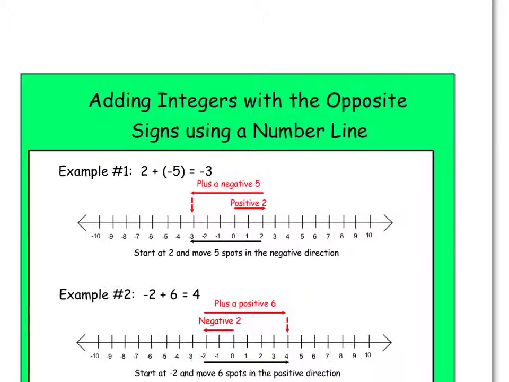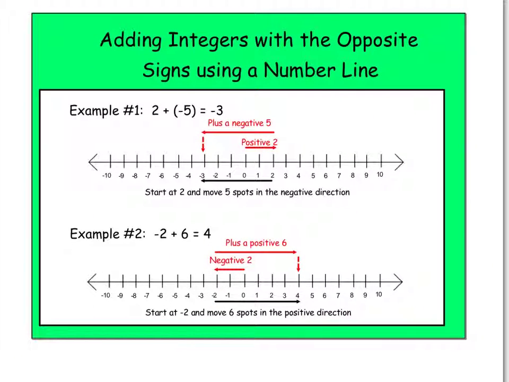So if we were to take a look at the number line, we would notice we have positive 2 plus a negative 5. So starting at 0, if we went positive 2, we'd end up right here. But then we have to go plus a negative 5, so we're going back 5. We end up at negative 3. With example 2, again, always starting at 0, the negative 2 takes us back to negative 2, plus a positive 6 takes us to positive 4.